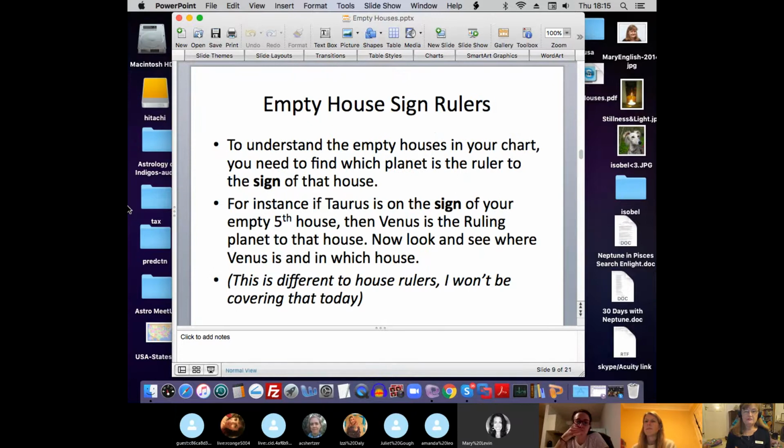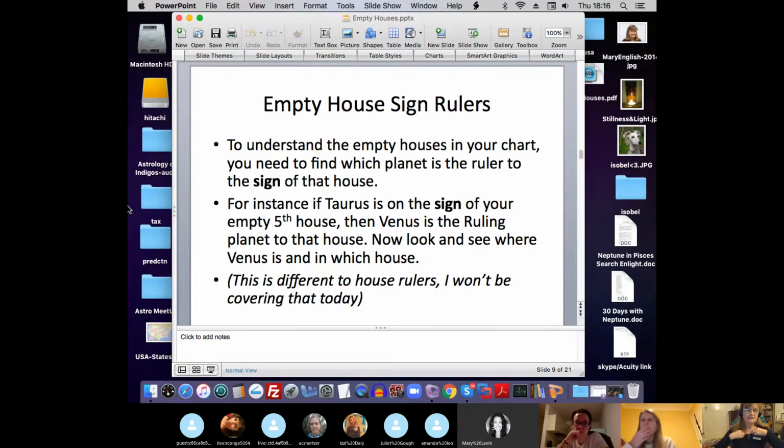So empty house sign rulers. To understand the empty houses in your chart, you need to find which planet is the ruler to the sign of that house. For instance, if Taurus is on the sign of your empty 5th house, then Venus is the ruling planet to that house. Now look and see where Venus is and in which house.